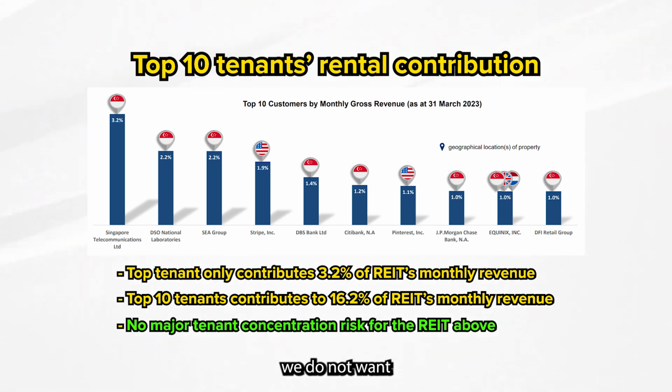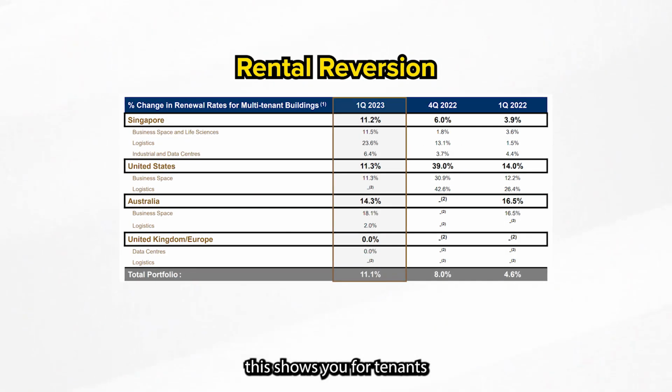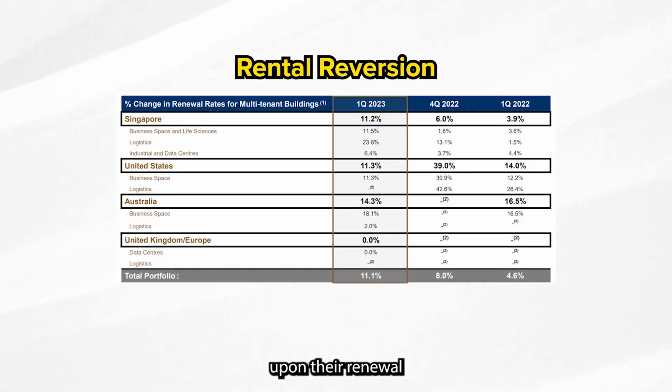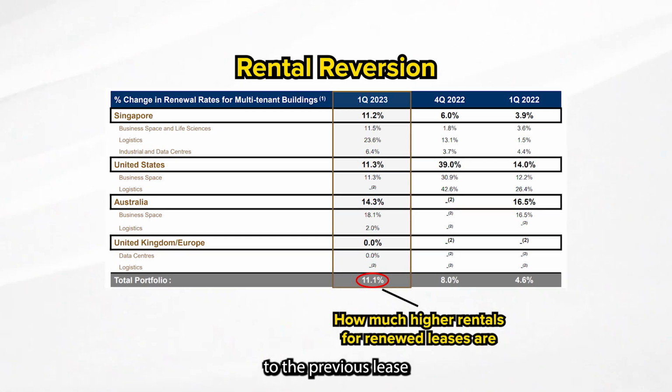So normally, we do not want such a huge concentration risk for the REIT because let's say this tenant goes bankrupt or faces financial concerns or issues, there could be a potentially huge impact on the REIT's rental income. So on the second portion of rental reversion, this shows you for the tenants that sign a new lease upon their renewal, the amount of rental escalation as compared to the previous lease that they had.